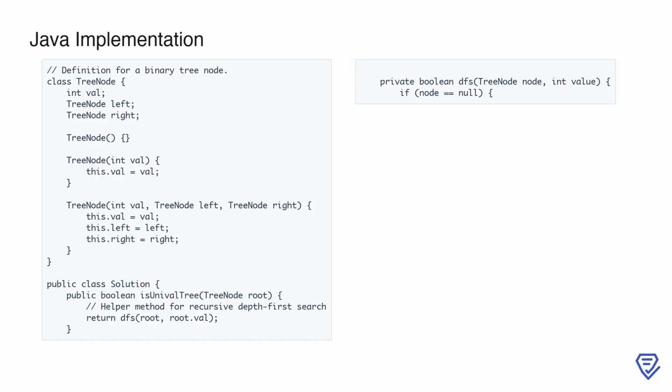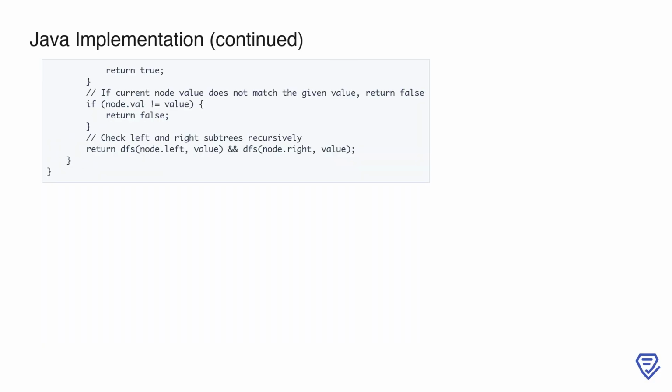Below that, we have the Solution class, where the main logic for checking if a binary tree is univalued is implemented. The isUnivalTree method takes the root node as input and uses a helper method called DFS, short for depth-first search. This helper method will recursively traverse the tree and check if all nodes share the same value. At the start of the DFS method, we pass the root node and its value as the reference value for comparison.